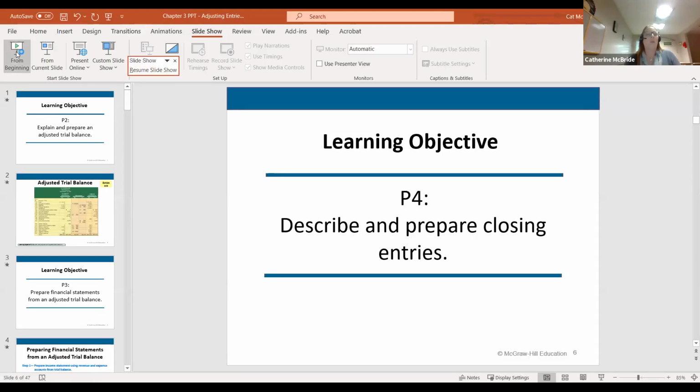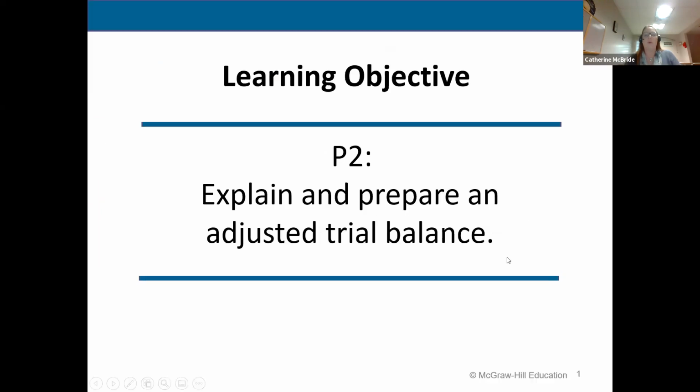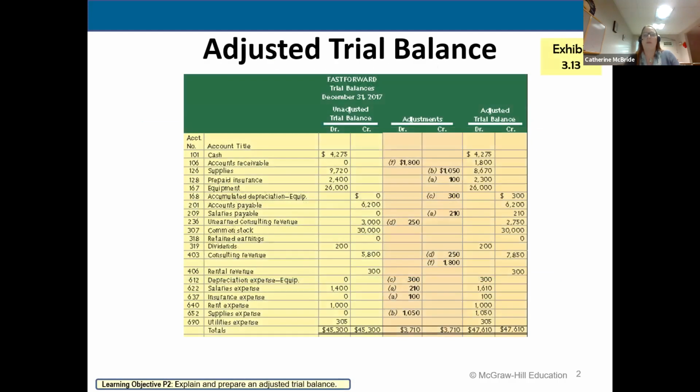Hello class. We are now going to talk about the adjusted trial balance. The adjusted trial balance is a new trial balance that you do after you have prepared the adjusting entries. Once you've prepared this trial balance, then you will be ready to do the financial statements.